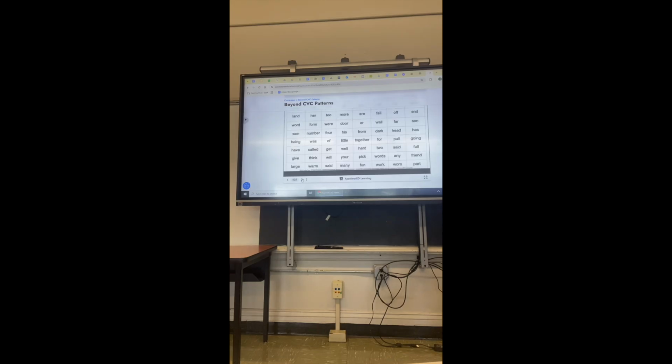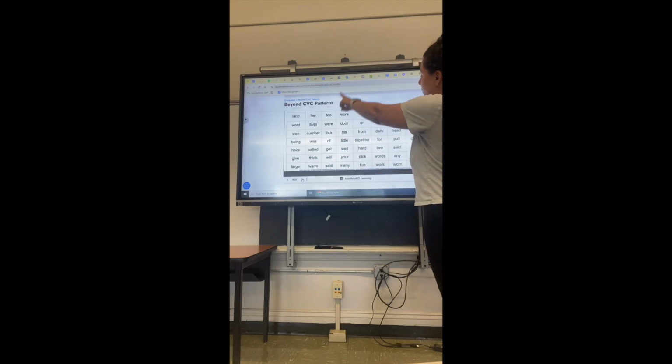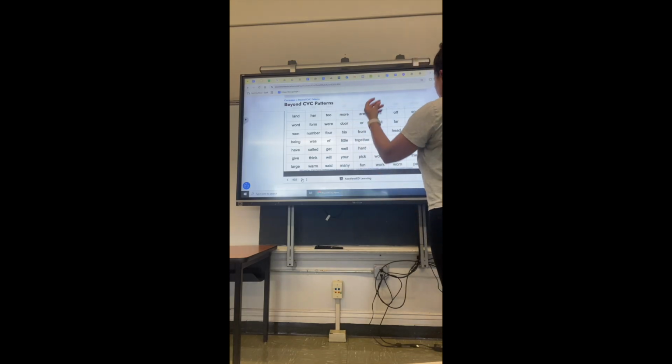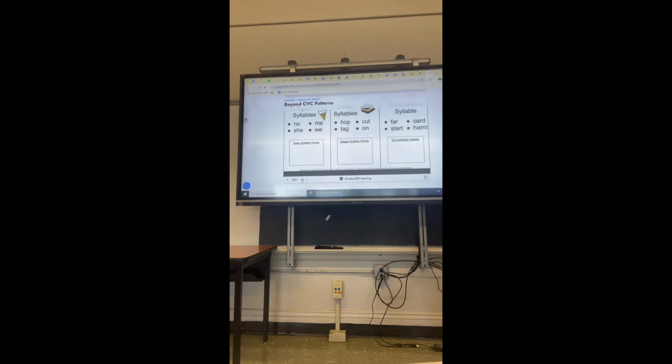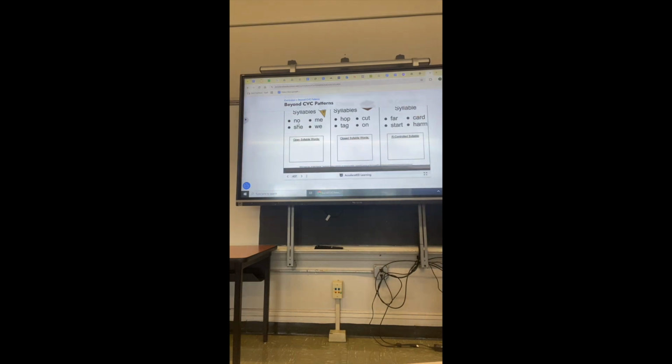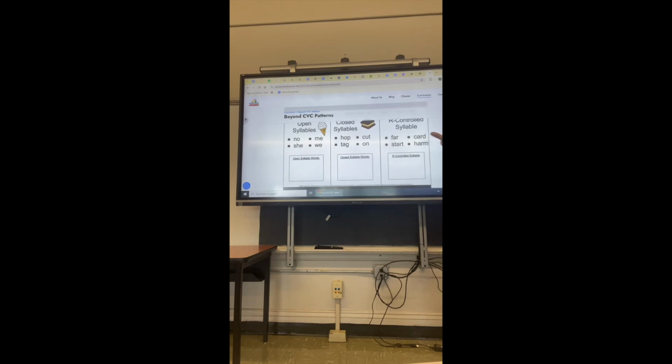And then here's a review of heart words. You can have your students practice the same routine as the word fluency. They go through and they say the words accurately and automatically. Here we're reviewing syllable types. At this point in the Beyond CBC lessons, we've already learned closed syllables, open syllables, and R-controlled.